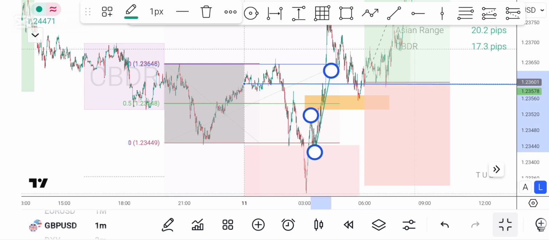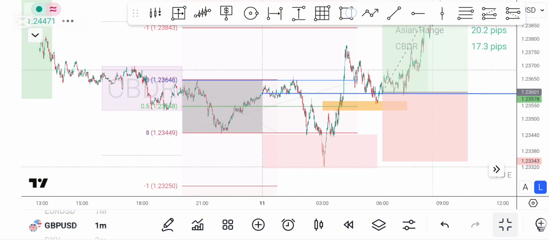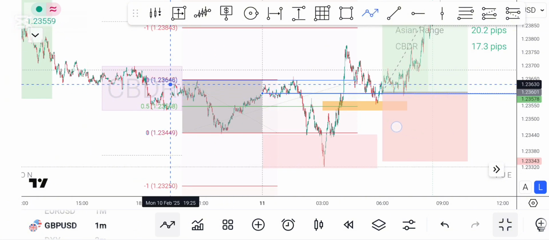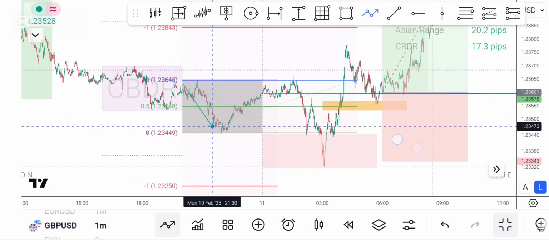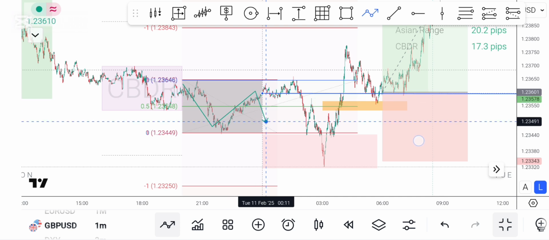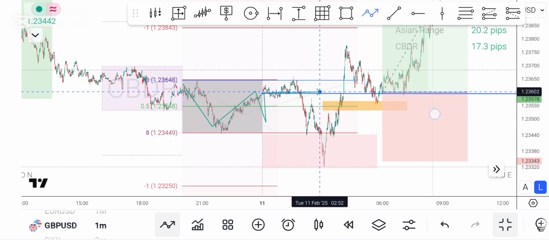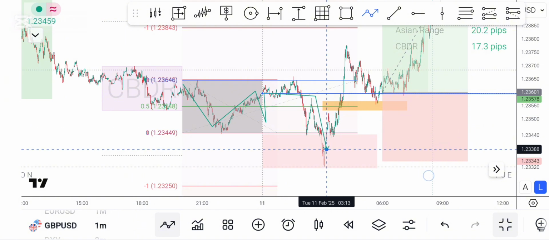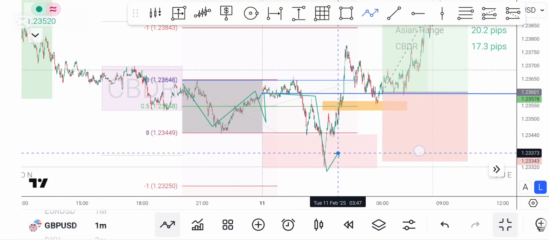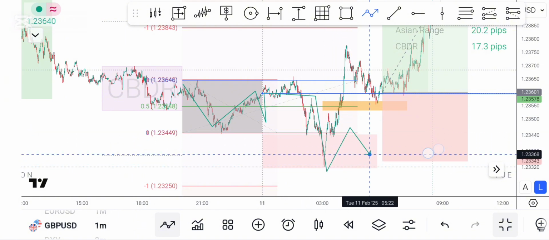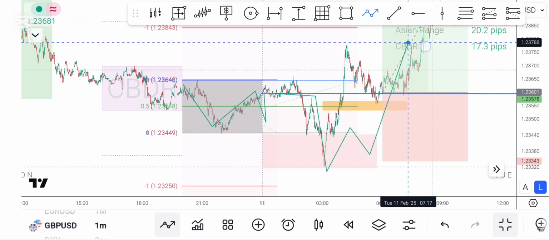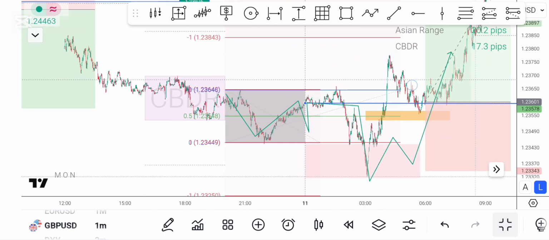So what is the takeaway message? We have to wait for an accumulation during Asia, and then you sit and wait for the midnight opening price. You wait for the market to trade below the midnight opening price if you are bullish, and then you look for a market structure shift and then you buy. That is simple, okay?